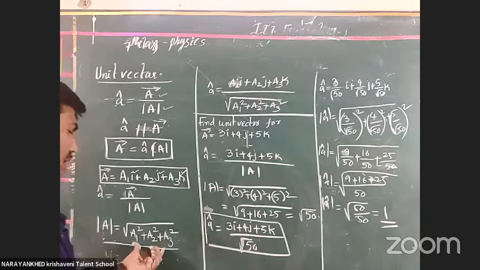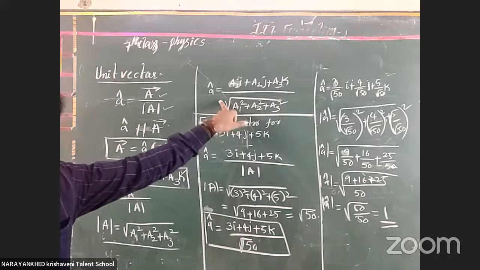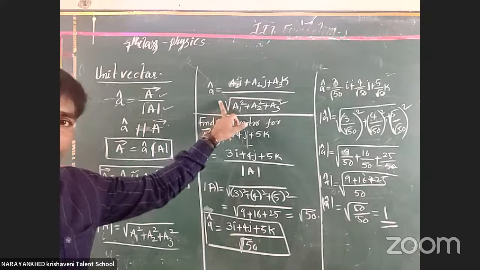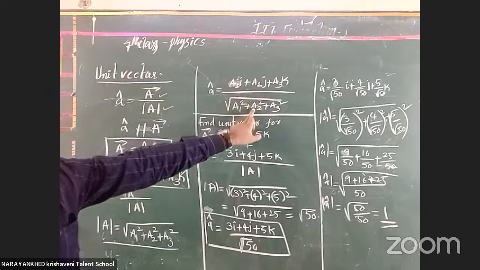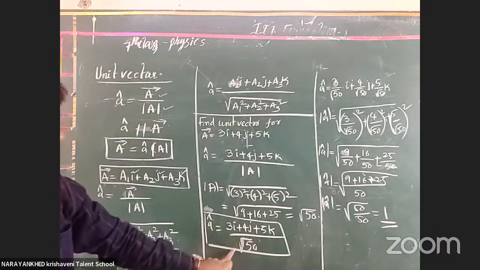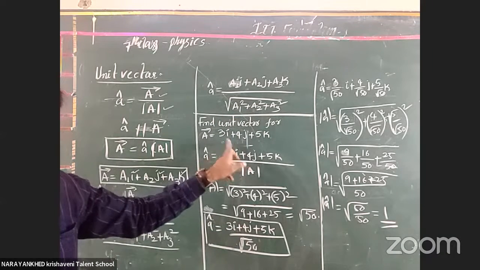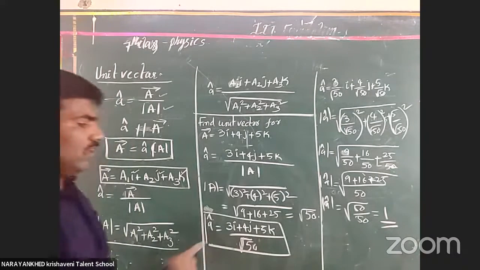Yes, that is only called our modulus. Okay, now we want to find out a unit vector for a vector. For that we have to take the vector in the numerator and its modulus in the denominator, and we get the unit vector. Suppose, for example, we take this vector; this becomes the unit vector of that vector.